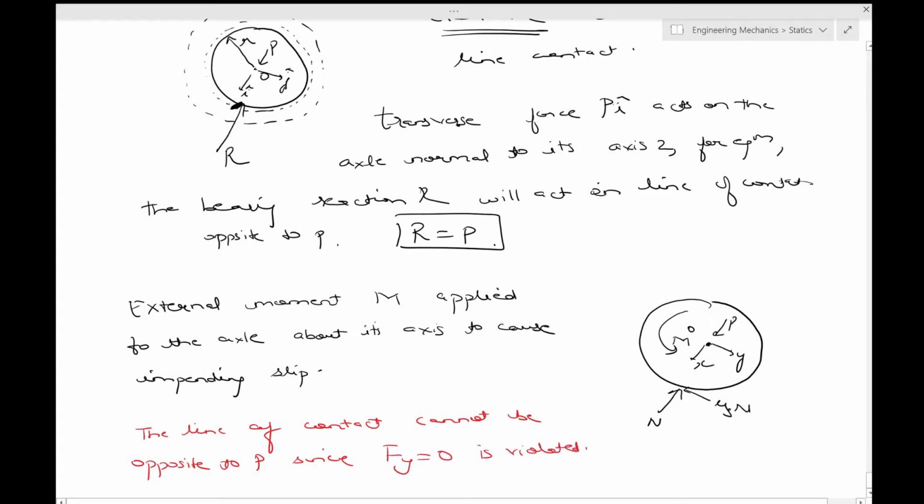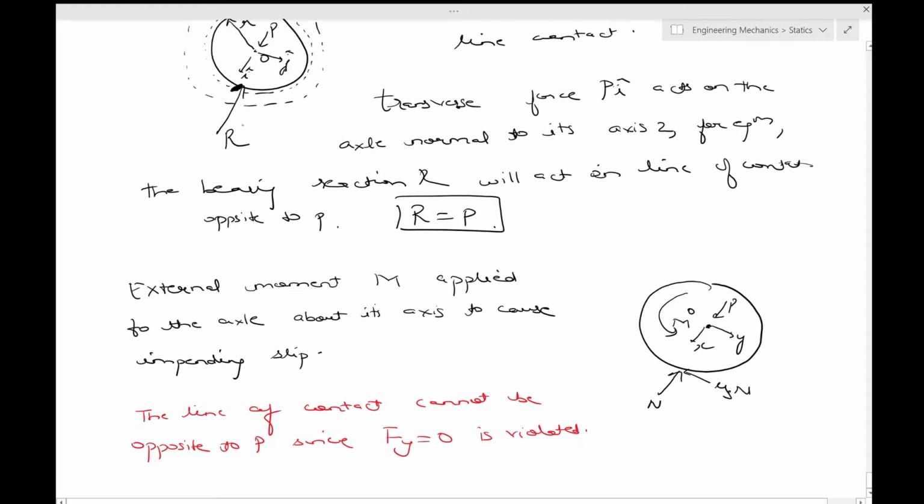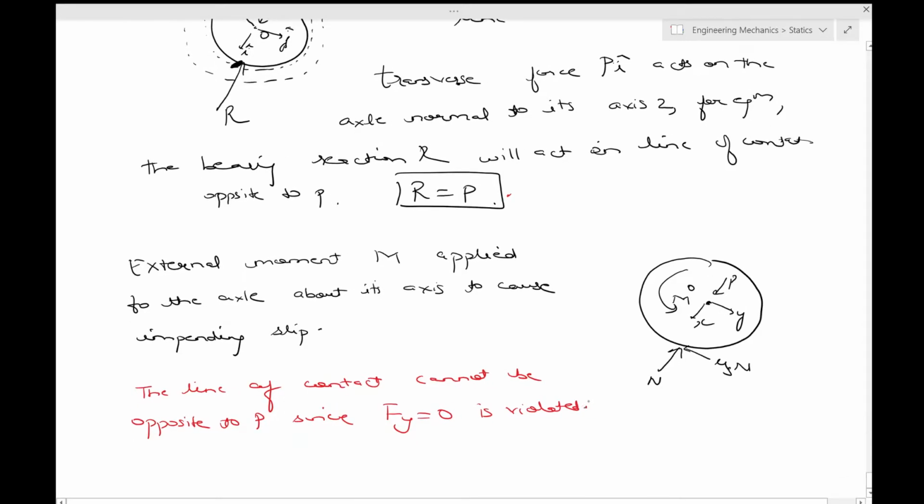The line of contact cannot be opposite to P, since this earlier thing was assuming that this R will act in the direction of P on the line of contact. But over here, if you break this R into N and mu s N, you will realize that if the line of contact is taken opposite to P, then this will be unbalanced, and hence force in the y direction will not be equal to 0, and that would mean it would start accelerating in the y direction, something which we don't want.